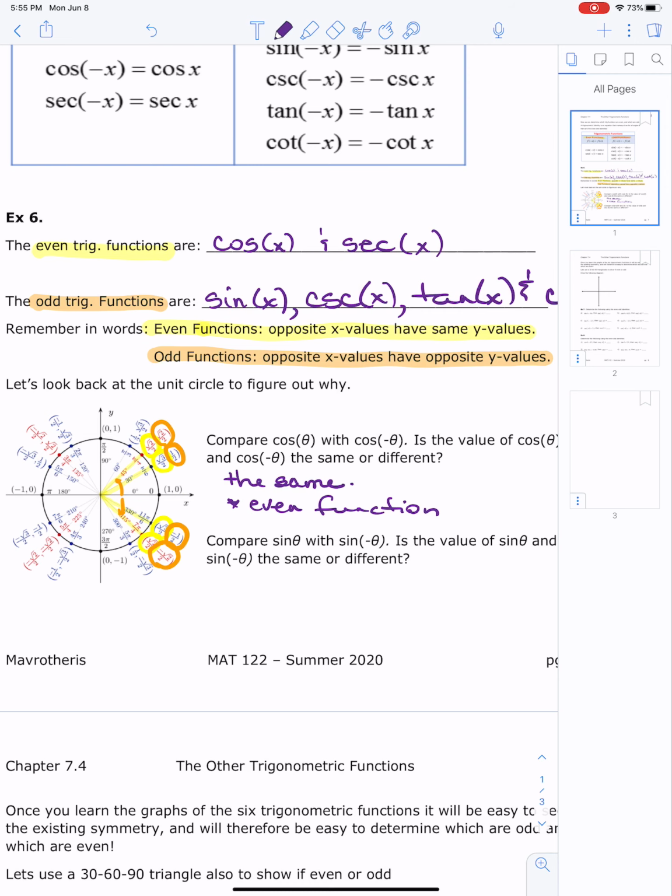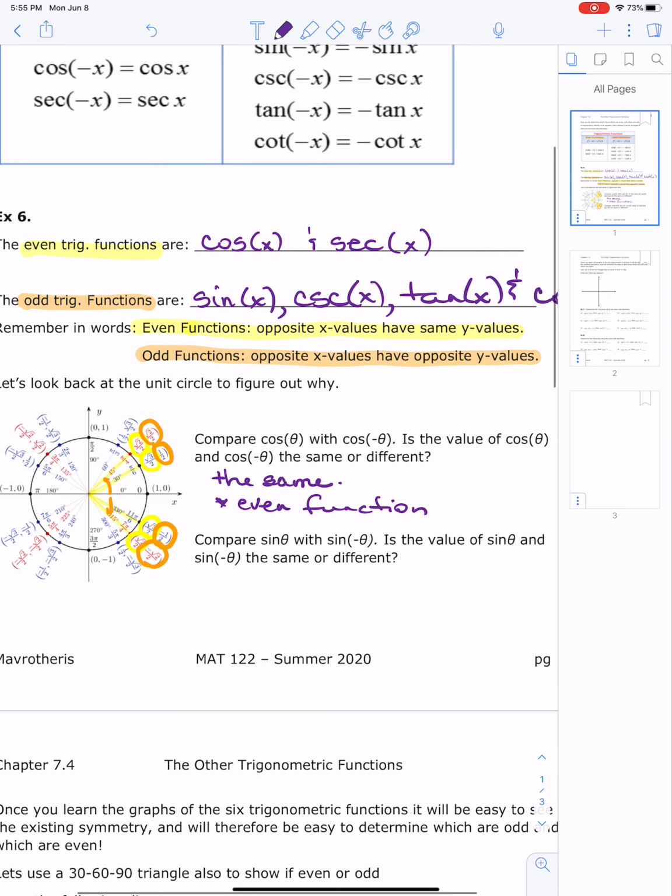So when we compare sine of theta with sine of negative theta, are they the same or different? They are different, because they are opposite. We got the opposite values. Did I spell that right? That's what makes it an odd function.